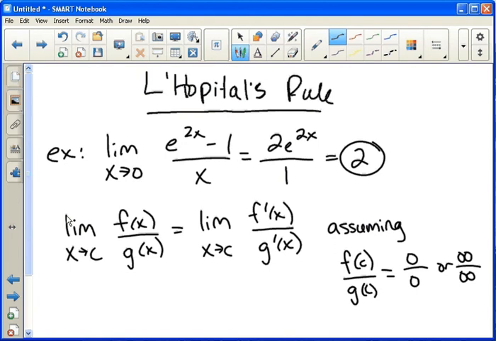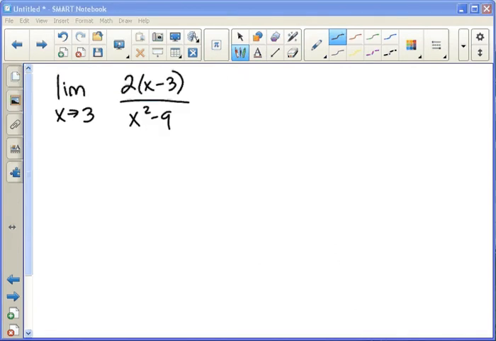Here's an example of one we could have done earlier with the dividing out method. We could have factored the bottom, canceled out the terms that were in common, and then plugged in the 3. But let's do it with L'Hopital this time. If you notice, if we plug in 3, that would give us 0 in the top and 0 in the bottom. So 0 over 0 is one of those indeterminate forms, and it will allow us to use L'Hopital.